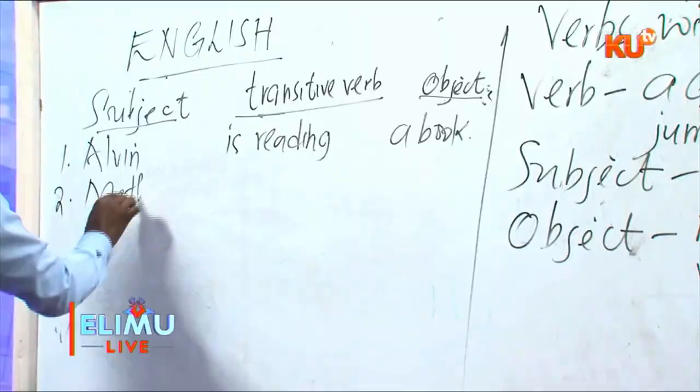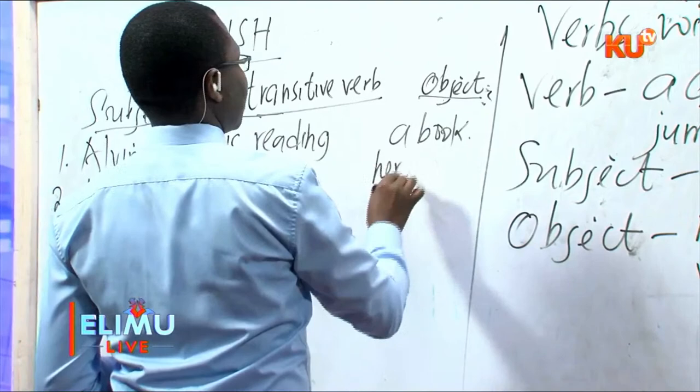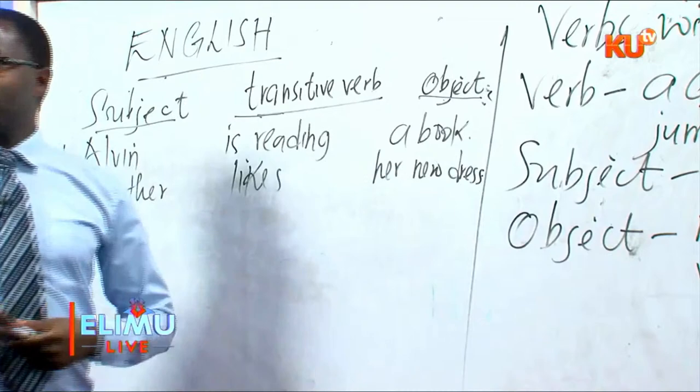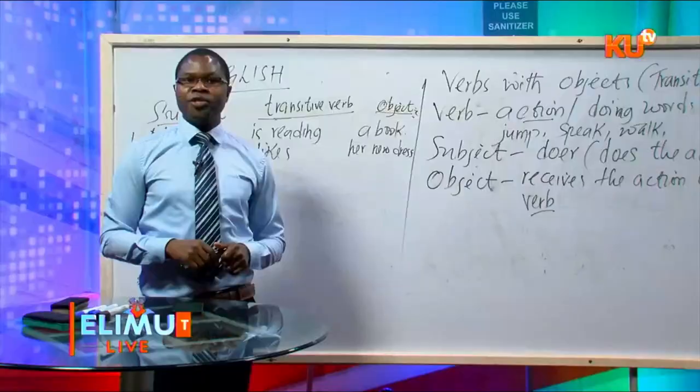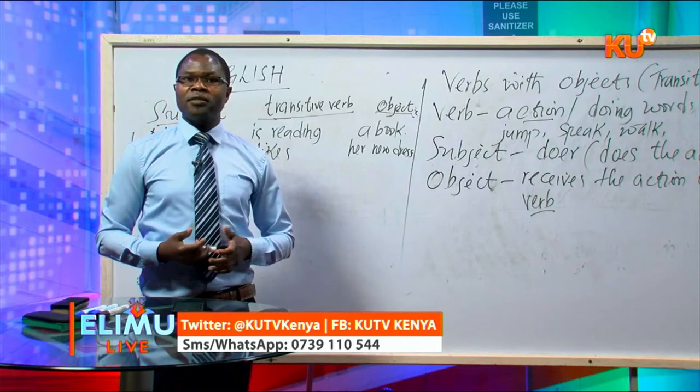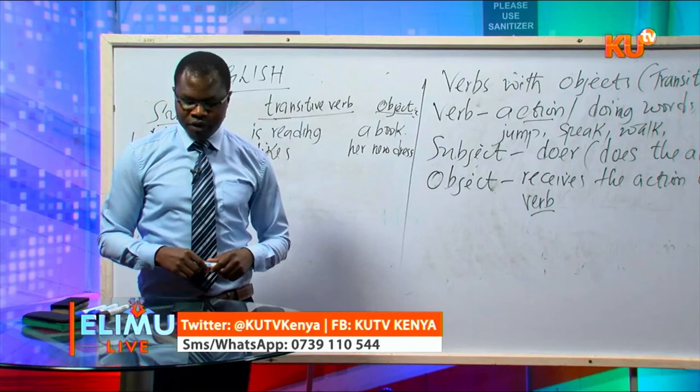Mother likes her new dress. In example two, mother is the subject, likes is the verb, which is transitive, and finally her new dress is the object. Another example, the dog caught the thief.